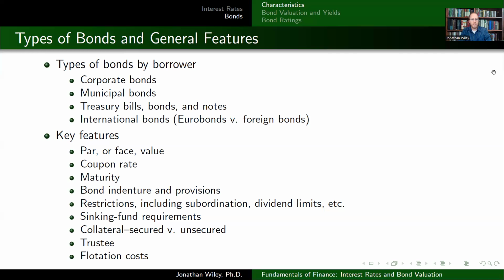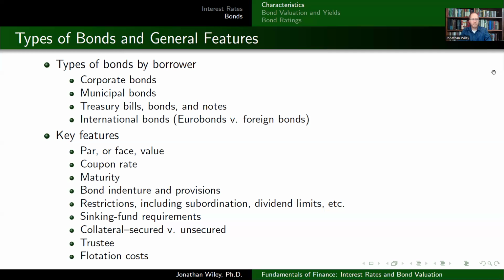Subordination would basically be a provision or restriction that specifies how the bond relates relative to other bonds. So you could have a situation where a bond puts a restriction on its ability to be subordinated to other debt, or other bonds have to be subordinated to it, or something like that. I'll talk about subordination in a little more detail in a moment.